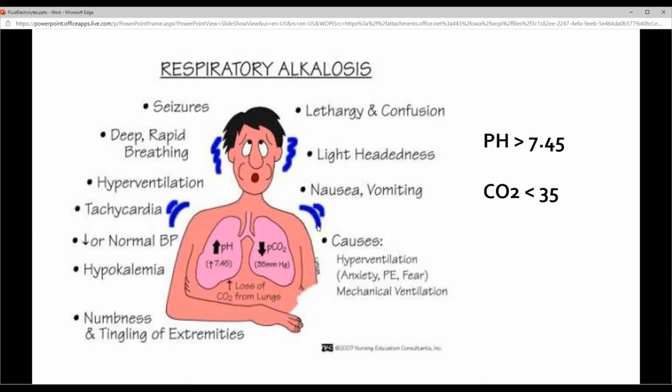Mechanical ventilation: if they're on a ventilator and our settings aren't proper and we're giving them too much ventilation, then we could cause them to get rid of too much CO2 and cause respiratory alkalosis. So with this one, you see pH goes up, but that's because CO2 went down. So CO2 and pH have an inverse relationship when it's respiratory related.